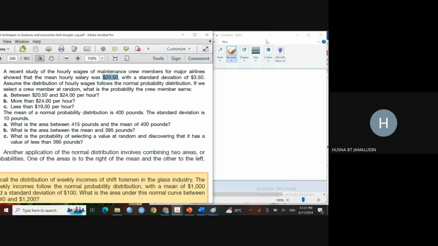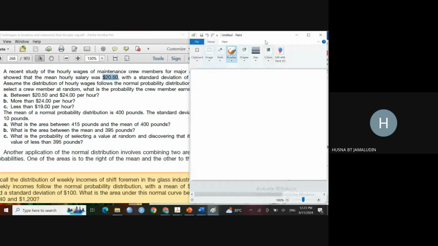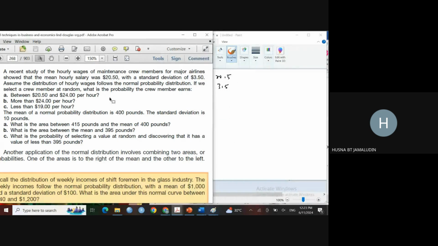So now the first step, list down all the information. Mu equals 20.5, standard deviation equals 3.5. Then if you select a crew member at random, what is the probability? Remember, X is given in the question. What is the probability the crew member earns between 20.5 to 24?